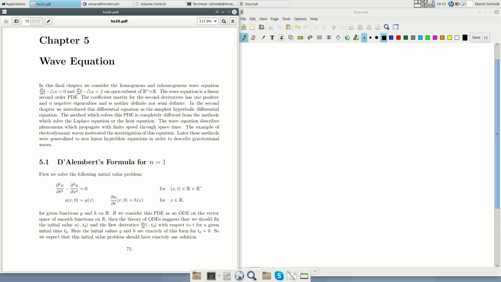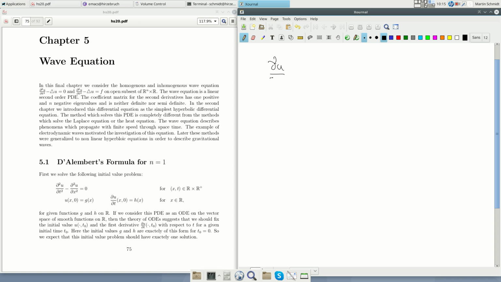We will solve it only for dimension 1. So this means one space dimension and one time dimension. So the differential equation is the wave equation. We may write it in this form: u depends on x and t, and we take the second time derivative, subtract the second spatial derivative, and now we start with the homogeneous wave equation.